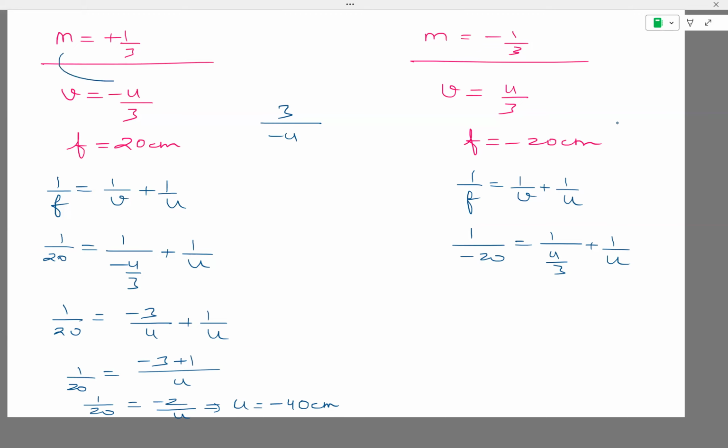This is what? A convex mirror, right? So in front of the convex mirror. Okay, see, a convex mirror will be like this. Yes or no? The reflecting surface is bulging out. So you'll place it 40 centimeters from here. Clear?